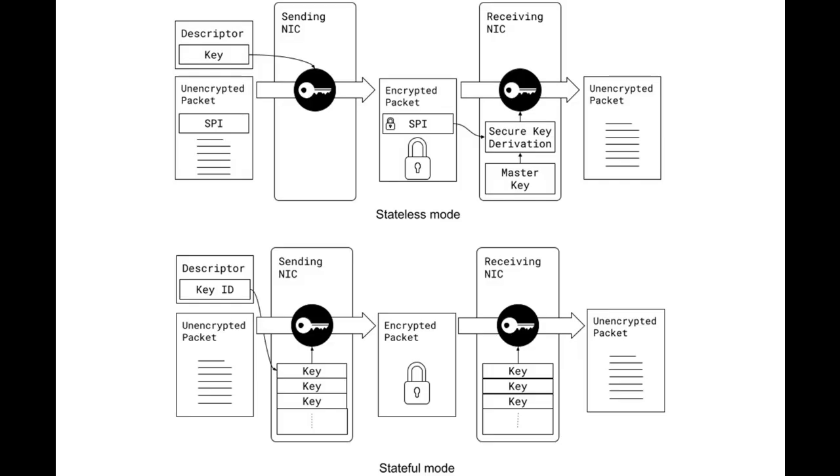This allows the host software, like the TCP/IP stack, to maintain its own list of which SPIs are currently valid or approved for a specific socket or connection. It can then check the SPI provided by the NIC against its approved list. So even if the NIC says, I decrypted this packet using SPI number 12345, the software can say, wait, this connection is only supposed to be using SPI 98765 right now.